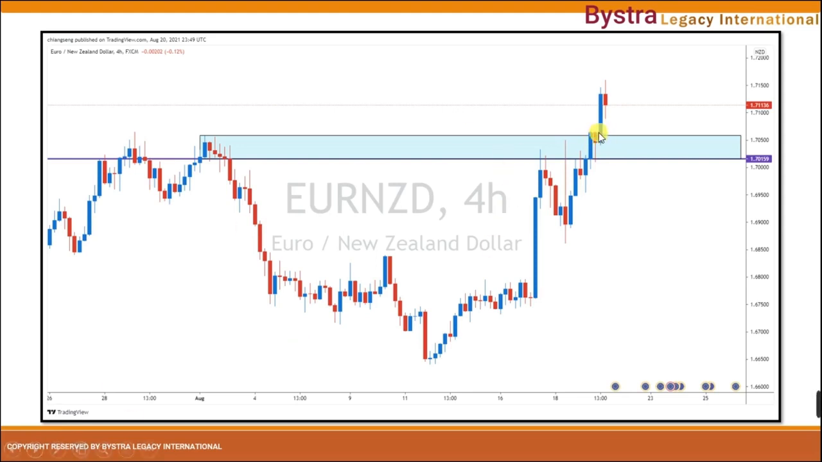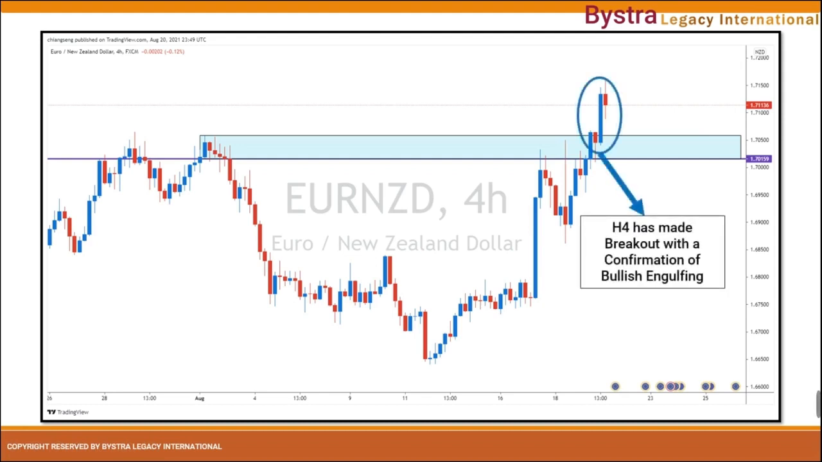So we don't need to require that the price to come back into this area to make another confirmation of rejection before price continues to go up. This is a very good example where the price has already made a bullish engulfing outside of the zone, is already showing the confirmation of rejection. At the same time, price has already broke the danger zone resistance of the daily time frame. As you can see here, I highlight here again one more time, the H4 has made a breakout with a confirmation of bullish engulfing.